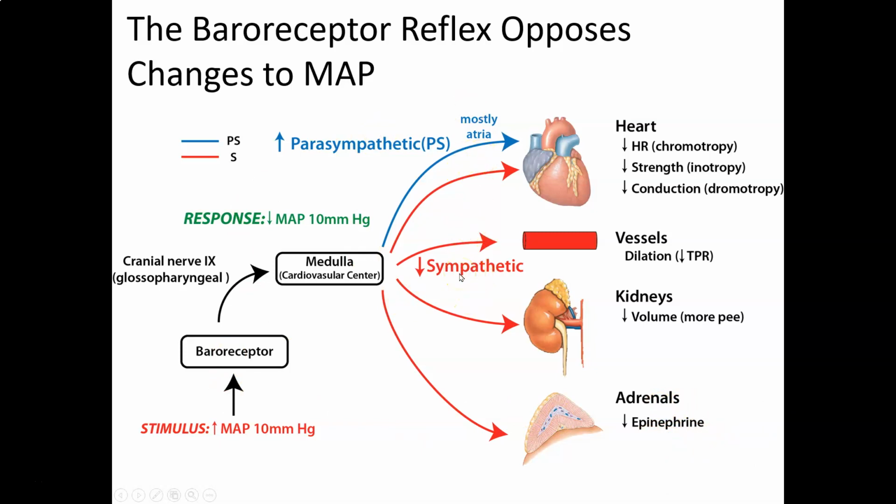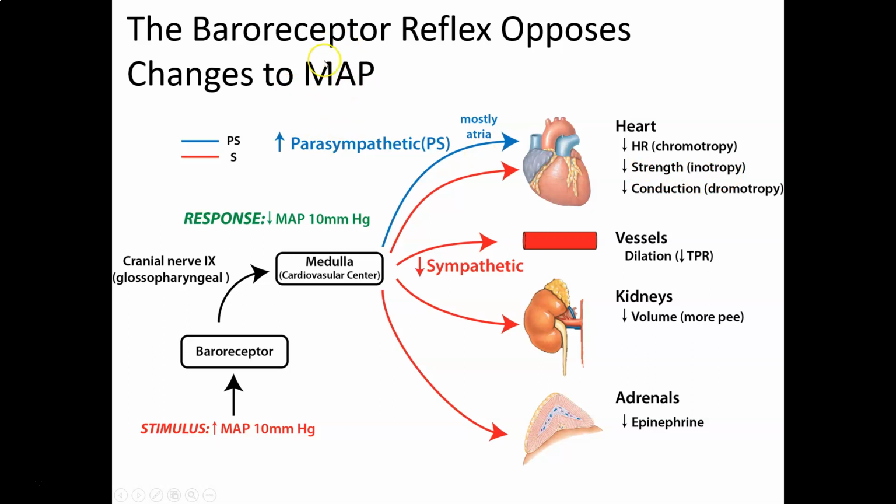It's actually pretty easy because it's direct. All right, and it goes everywhere. So if we have an increase in mean arterial pressure, my response is to decrease mean arterial pressure. So using the sympathetic system to the heart, it's going to decrease heart rate. This should be, say, chronotropic, not chromotropic. It's going to decrease strength. That's inotropic. It's going to decrease the conduction velocity. That's dromotropic. So if we decrease the strength, that's going to decrease stroke volume.